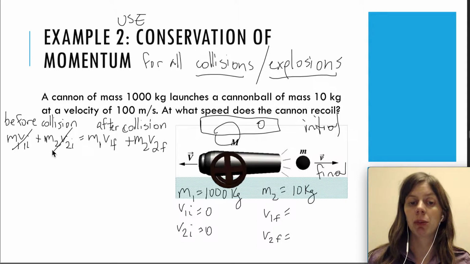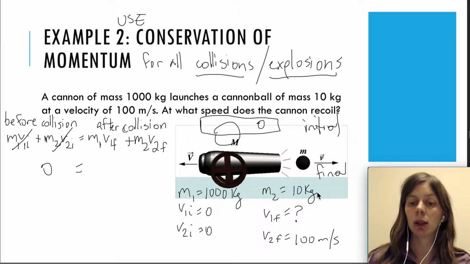So this makes our problem so much easier. It's all equal to 0 on the left-hand side. And on the right-hand side, which velocity are we looking for? We're looking for the speed of the cannon. The cannon was m1, so we're looking for v1 final. But we're given that the velocity of the ball is 100.